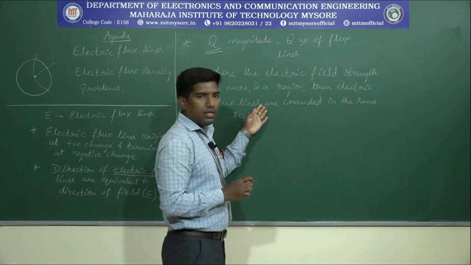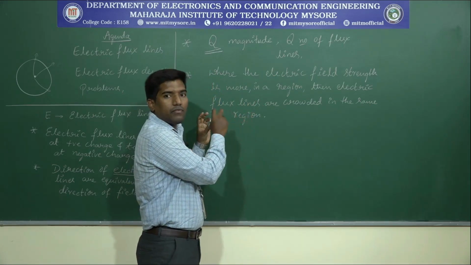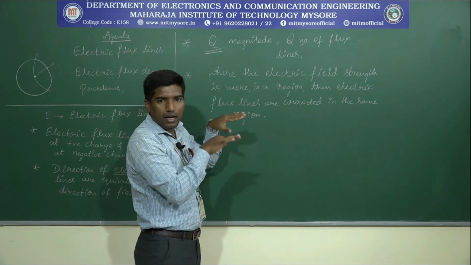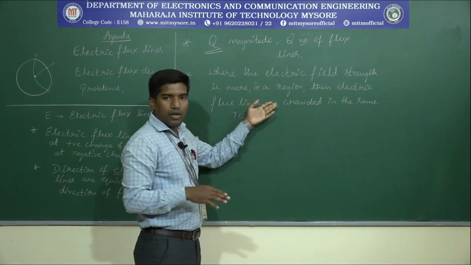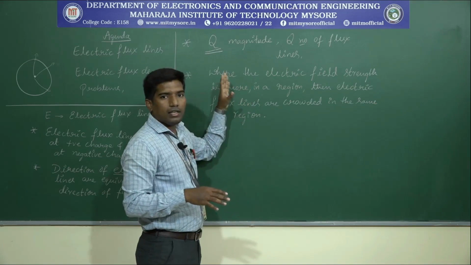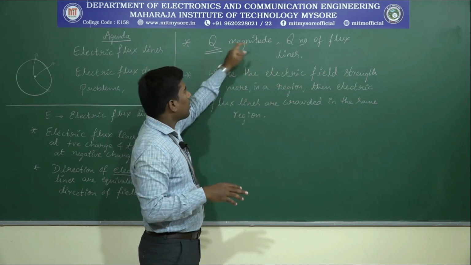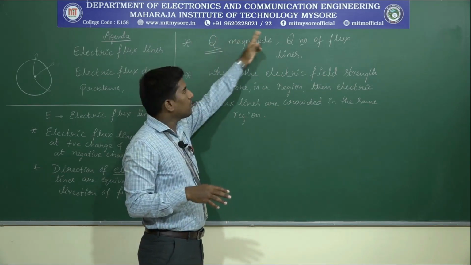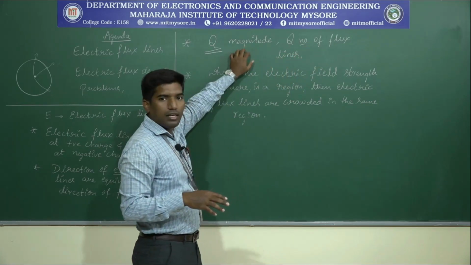So it is understood that when the electric field strength is more, the electric flux lines are more. When the strength is less, the number of flux lines is less. Therefore, electric field intensity and the number of lines are directly proportional. According to the SI unit, a charge with magnitude Q coulomb produces Q number of flux lines.